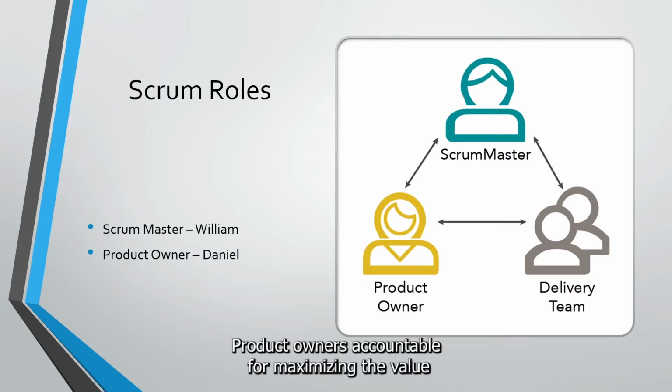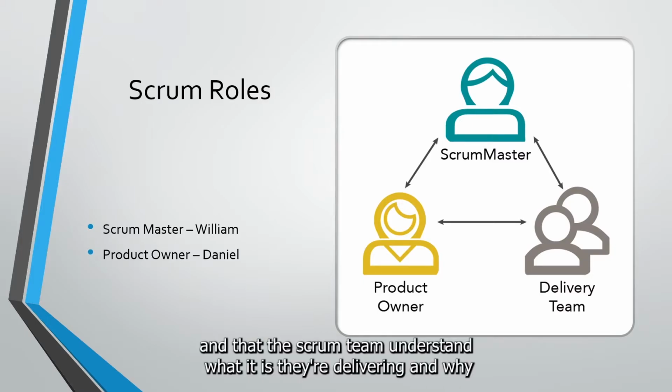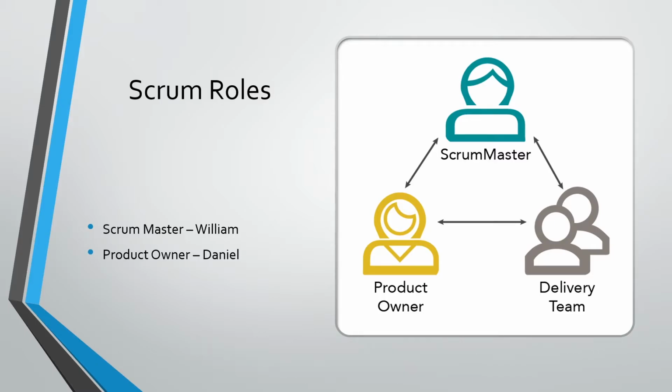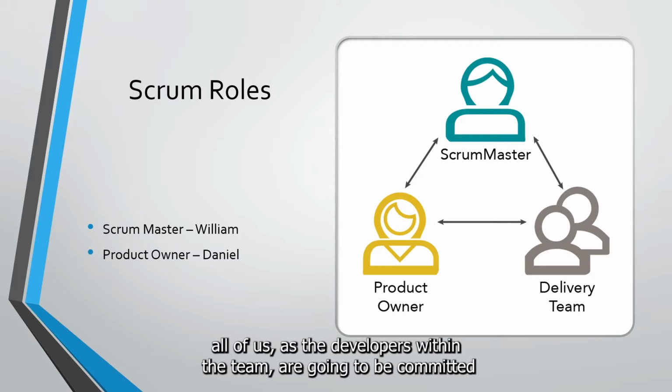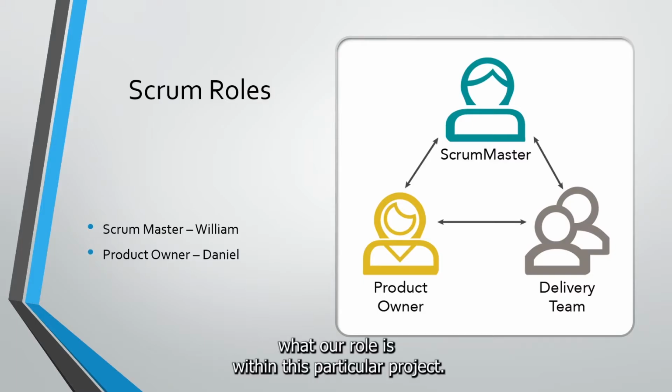The product owner is accountable for maximising the value that is delivered with this product, and that the Scrum team understand what it is they're delivering and why. All of us as the developers within the team are going to be committed to creating the best product we can and making sure that we understand what our role is within this particular project.